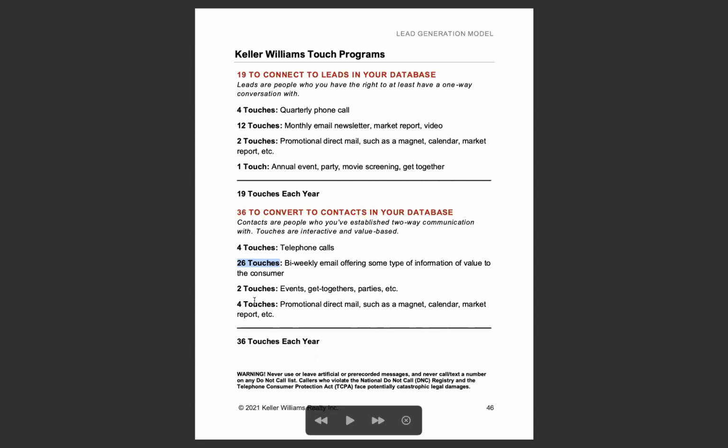2 touches are events. Now, this one's been tough with COVID. We had to get creative with virtual events, but 2 touches every year should be events, get-togethers, parties, something that you can do belly to belly. Top agents inside of Keller Williams are doing probably 4 events a year, if not more. Some of them have even gone as many as once a month. And the reason for that is with your events, you're not just saying, hey, everybody, I'm having a movie preview at the local rented out movie theater, and people show up.